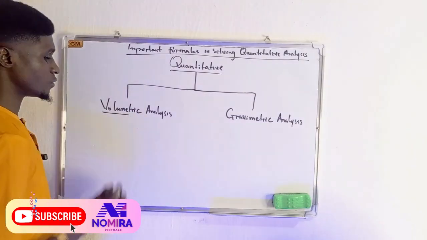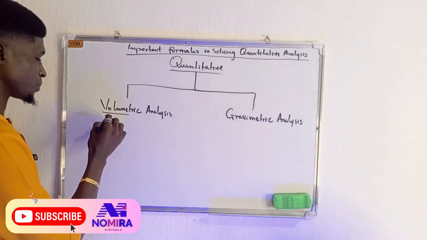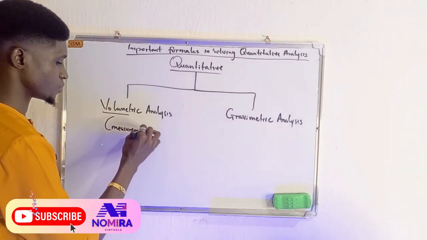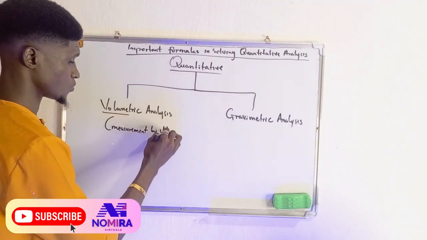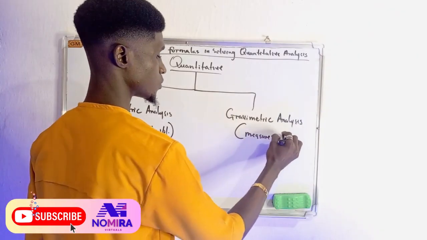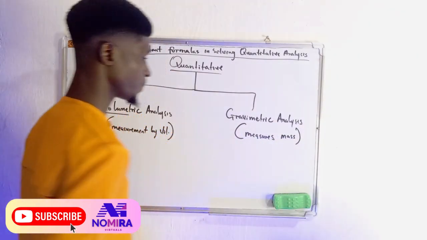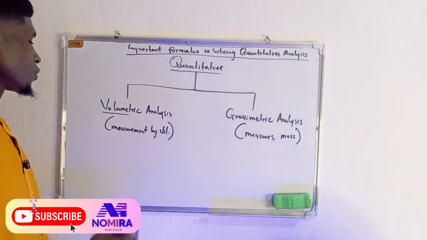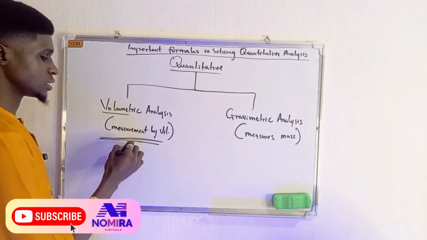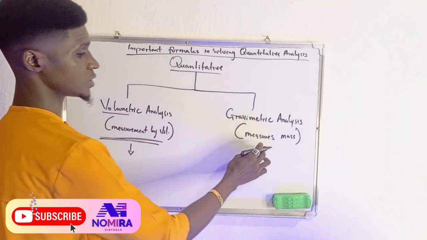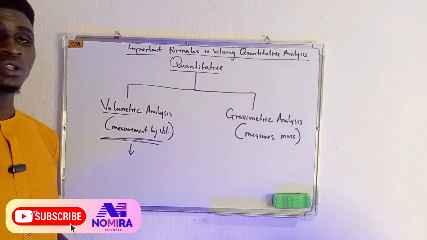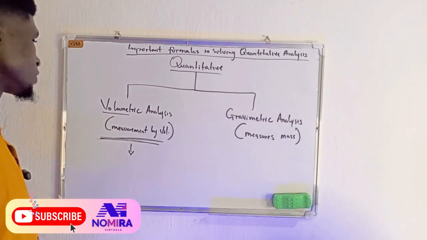From the root word volume, volumetric analysis measures by volume. Gravimetric analysis measures mass. It is very important to note that we use volumetric analysis in secondary school chemistry. This is less accurate than gravimetric analysis. It is in volumetric analysis that we conduct titration, acid-base titration to be specific.